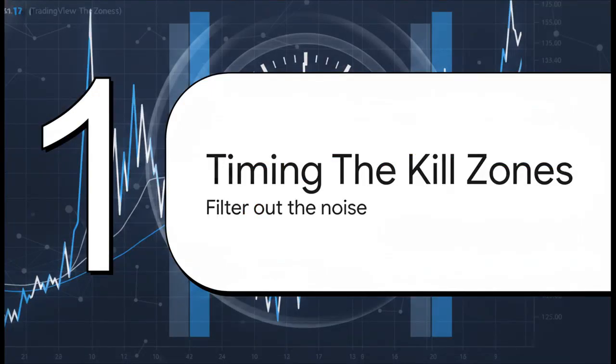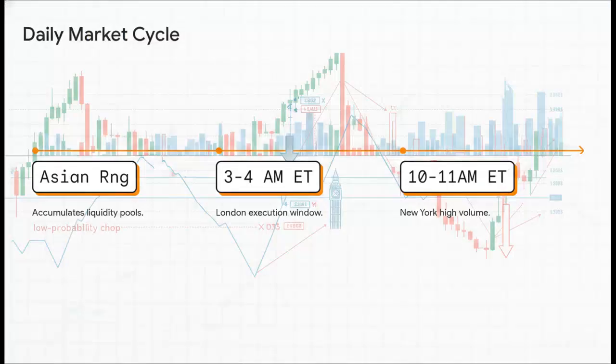Okay, moving into rule number 1, precision timing and filtering out the noise. As a student of the market, the absolute first thing you have to control is when you are actually sitting at your charts. Notice these super specific 1-hour windows? We've got the London kill zone between 3 and 4 a.m. Eastern, and the New York kill zone from 10 to 11 a.m. Eastern. Why these exact times? Because this is when institutional volume literally peaks.